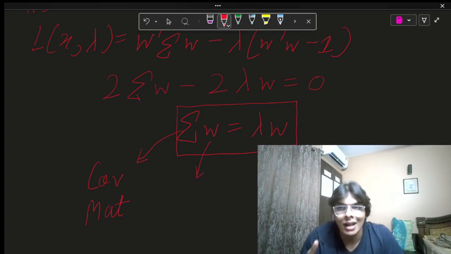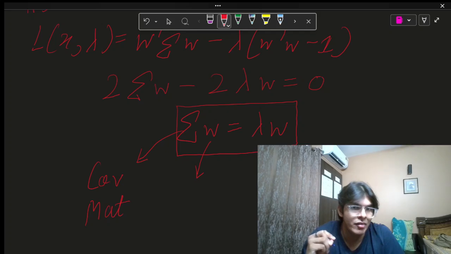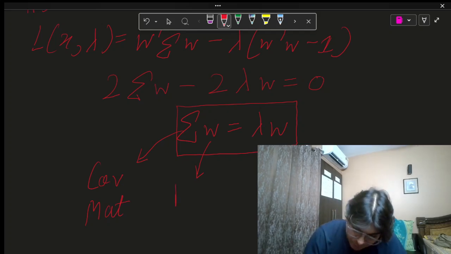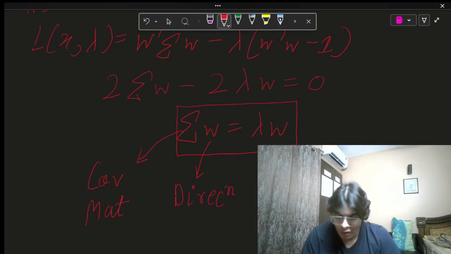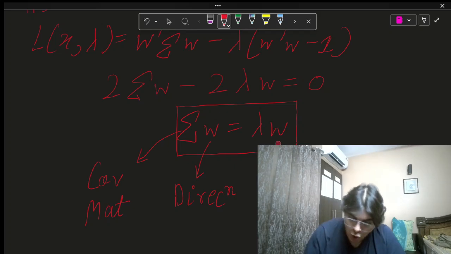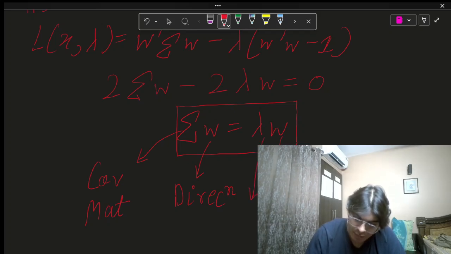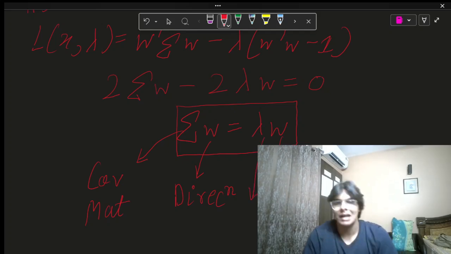The W is nothing but the direction of maximum variance, right? It is the direction of maximum variance which we assumed, which we actually wanted to find. Now what is the solution that is coming out? The solution has the direction in it, and it is saying that I also have another value called lambda. I will explain about it, but what is the point of this?